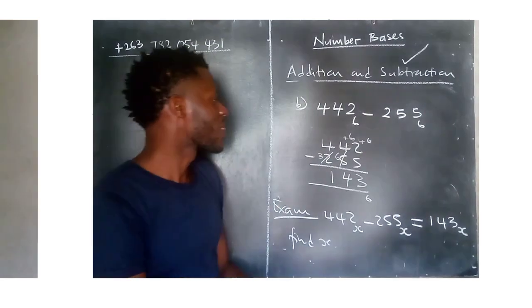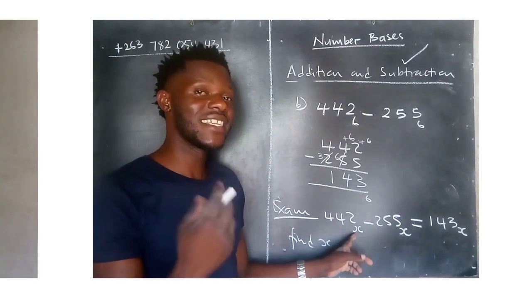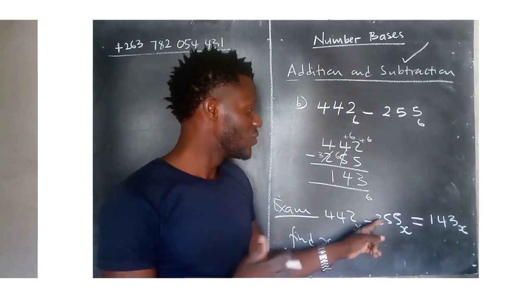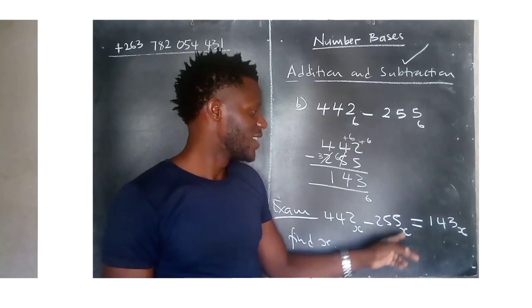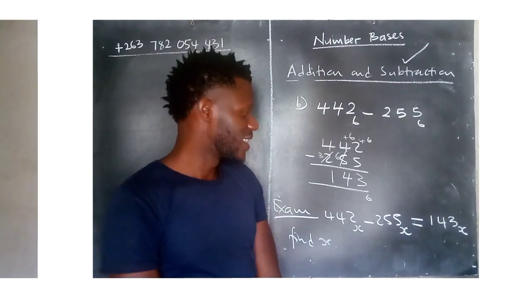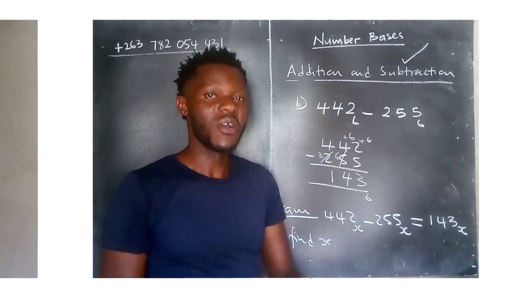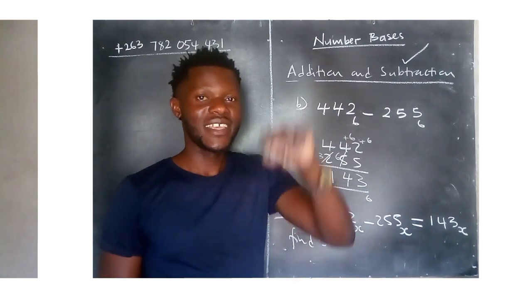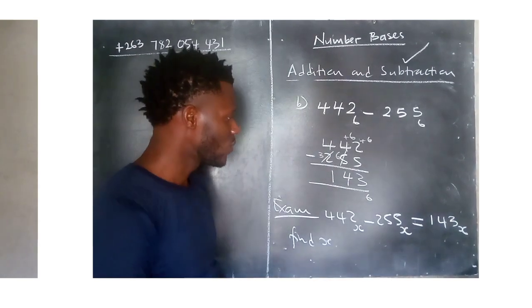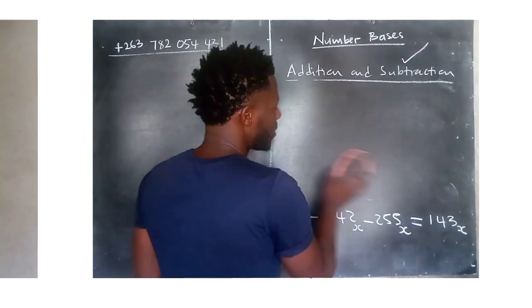They say, given that 442 in a certain unknown base, subtracting 255 in the unknown base, will give you 143 in the unknown base. Find the unknown base. They presented the working and the answer. That's how you form equations. We on this platform call it working is equals to answer. We are going to trace their answer, how they came up with it.